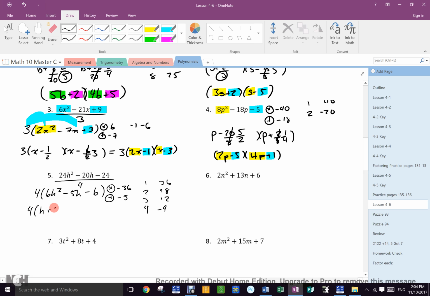So it's 4h plus 4, but it's not 4. It's 4 over 6. And h minus 9, but it's not 9, it's 9 over 6. What do I do with the fraction? You simplify. 2 over 3. What do I do with the denominators? Put them in front. 3h plus 2, 2h minus 3.